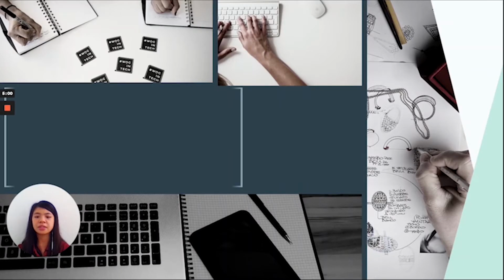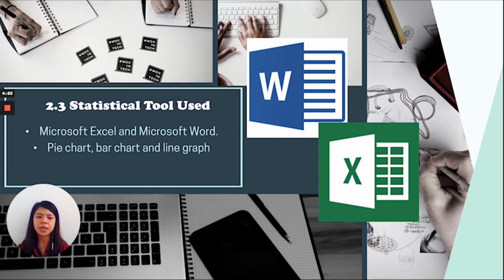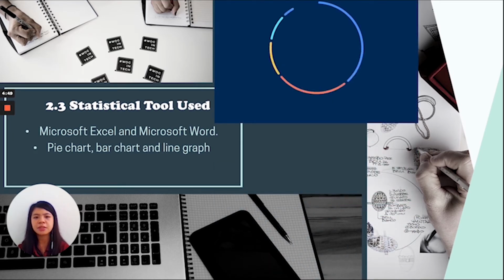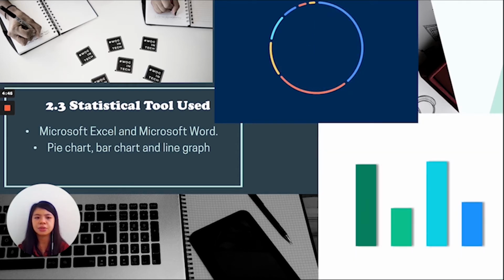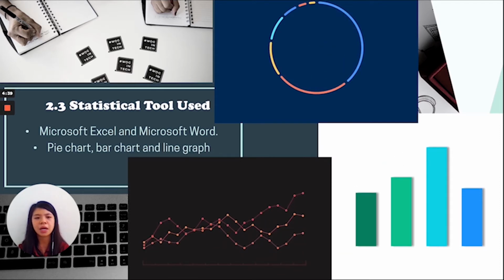For statistical tools, we use Microsoft Excel to construct tables and graphs, and Microsoft Word for formulas and calculation. Furthermore, a pie chart is used to show the gender of patients and type of chest pain, while the bar chart is used to show the age of patients, and lastly, a line graph is used to show the resting blood pressure of heart disease patients. That's all for me, thank you.